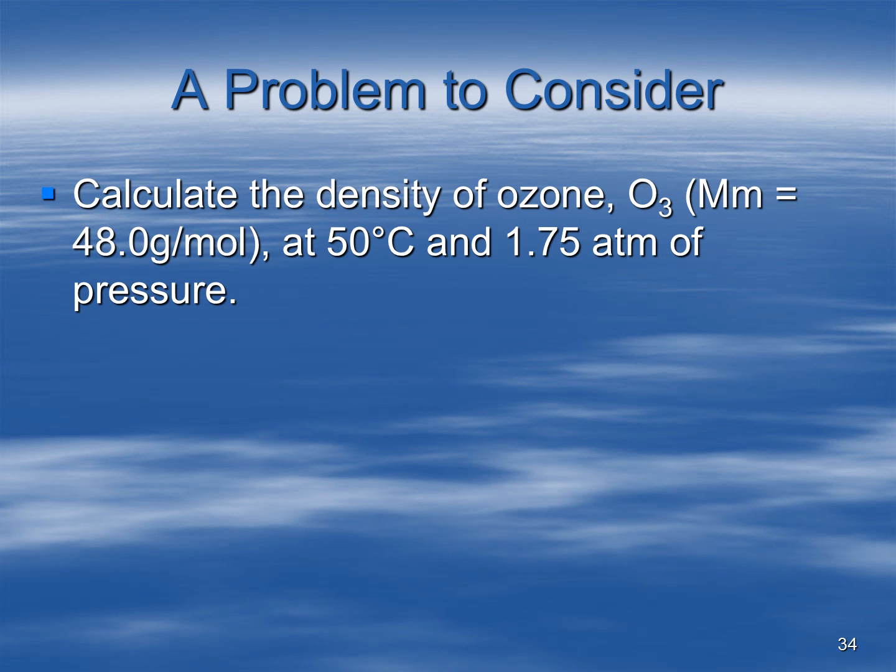All right, so calculate the density of ozone, whose molecular weight is 48 grams per mole, at 50 degrees Celsius and 1.75 atmospheres. I've given you some easy ones. Don't forget that if your pressure is not in atmospheres, you need to convert it to atmospheres. So take the torr or millimeters of mercury divided by 760 and that will give you atmospheres.